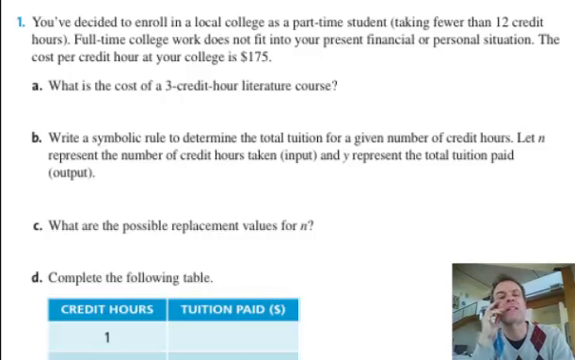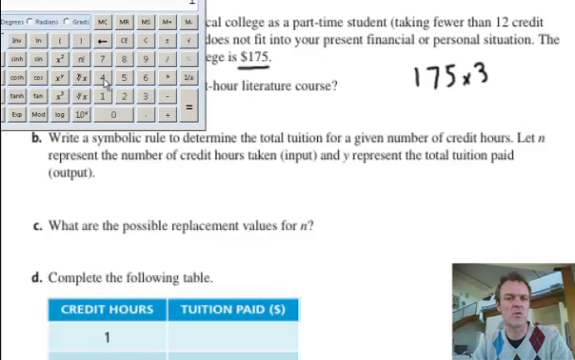Okay, some practical applications of using this algebra that we did in the previous video. Now then, the cost for every credit hour is $175. Remember these credit hour questions? If you think about it, a 3 credit hour literature class would be 3 times 175. So if I do this, it's 175 times 3, okay?